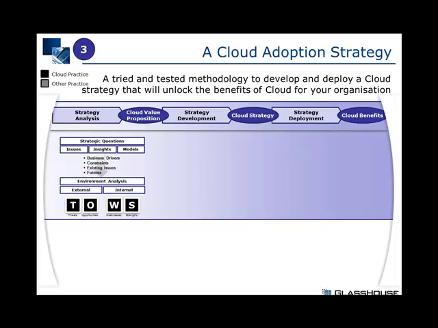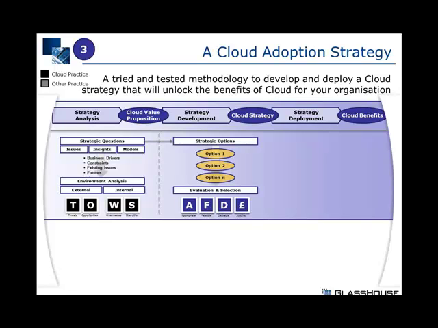Bringing this information together, you will be able to draw out the full list of options available to you. You must then evaluate these options in order to identify the most appropriate, feasible, and desirable option to take forward and form your strategy. The strategy must then be justified and the necessary investment raised. The strategy must then be effectively deployed so that the expected benefits can be realized.